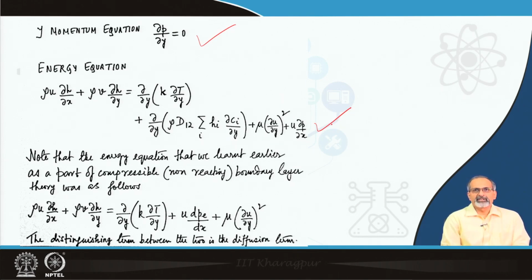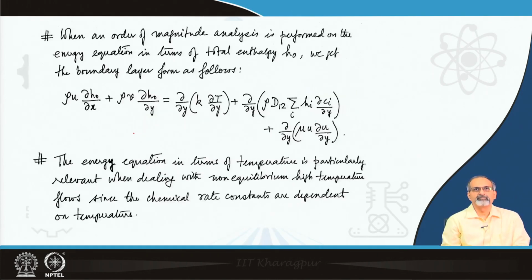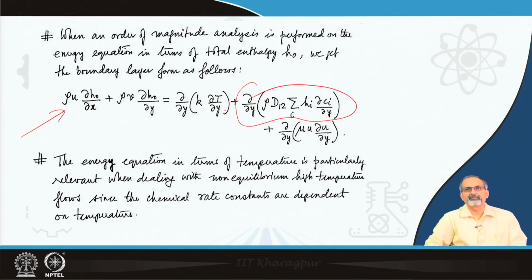Note that the energy equation that we learnt earlier as a part of the non-reacting compressible boundary layer, it looked like this, and the distinguishing term I think is already evident to you, that happens to be this diffusion term. Apart from that, they were kind of equivalent. When an order of magnitude analysis is performed on the energy equation in terms of the total enthalpy H naught, then we would find that the boundary layer equation form would be like this. Again you see the diffusion term figuring here.